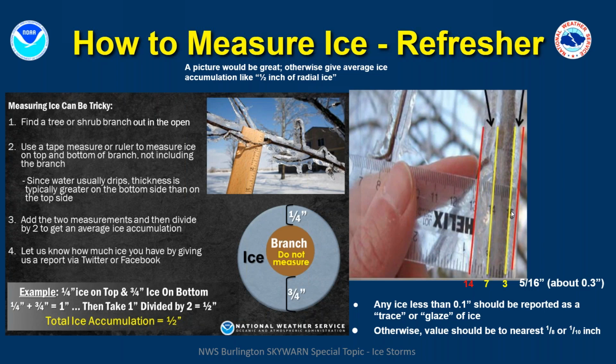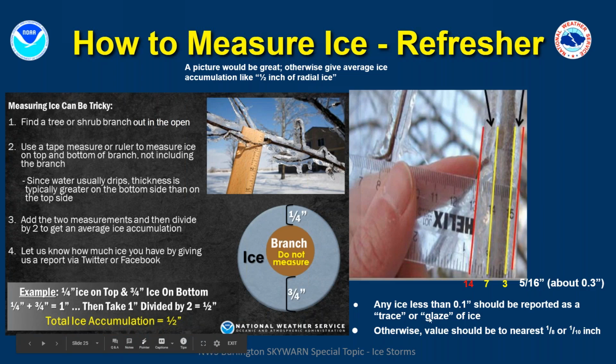a ruler in empirical rather than metric units, broken up into 1/16ths. In this case, this measurement on the right-hand side, one side of the pole you see is 3/16, and on the other side of the pole you see 7/16. So in this case, you would report it as 5/16. Or basically, if you just share the picture, we can take care of that as well.